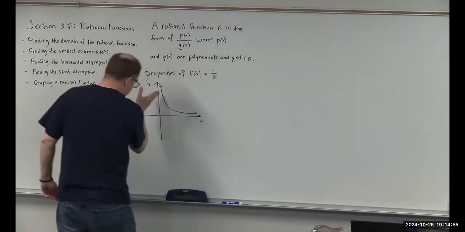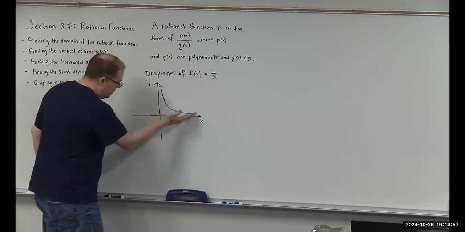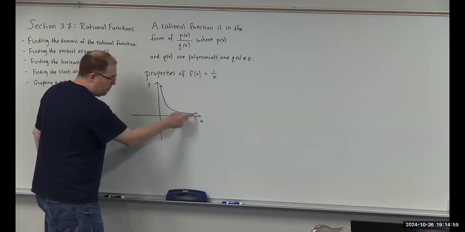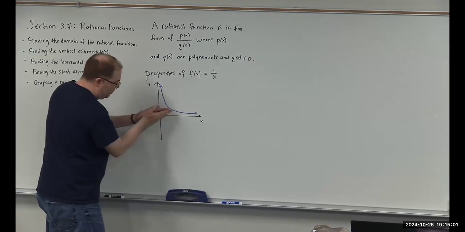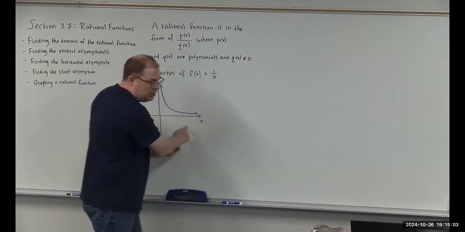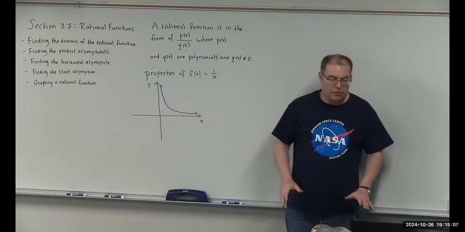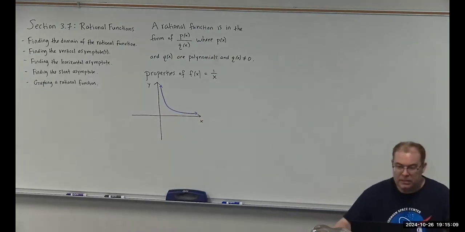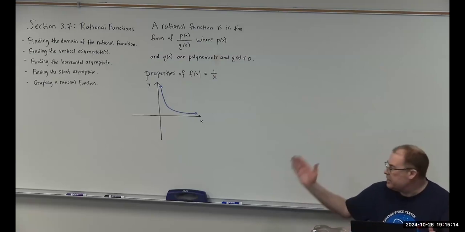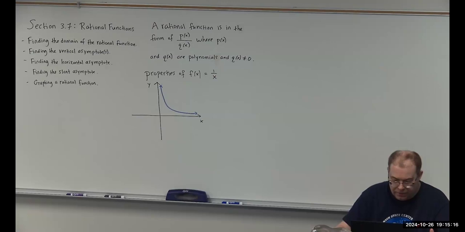That's what you're seeing here. As x goes to infinity, the values are getting smaller and smaller. They're approaching the x-axis, but they're never going to reach zero. All right, let's look at what happens on the other end, meaning that as x approaches zero.